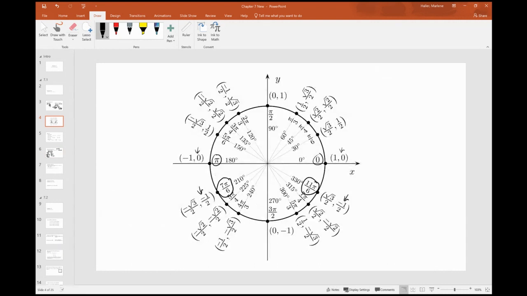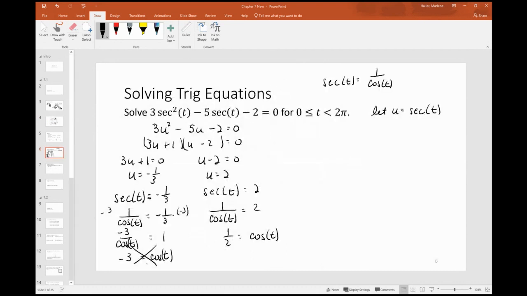So if we take a look at the unit circle, where is the cosine 1/2? Cosine correlates to the x-coordinate. So x's are positive in quadrants 1 and 4. So where do we see a positive x-coordinate of 1/2? Right there at pi over 3. But we're going to have another one down here. There it is, at 5 pi over 3. So I have two solutions there. The inverse cosine of both. So t is going to be either pi over 3 or 5 pi over 3.